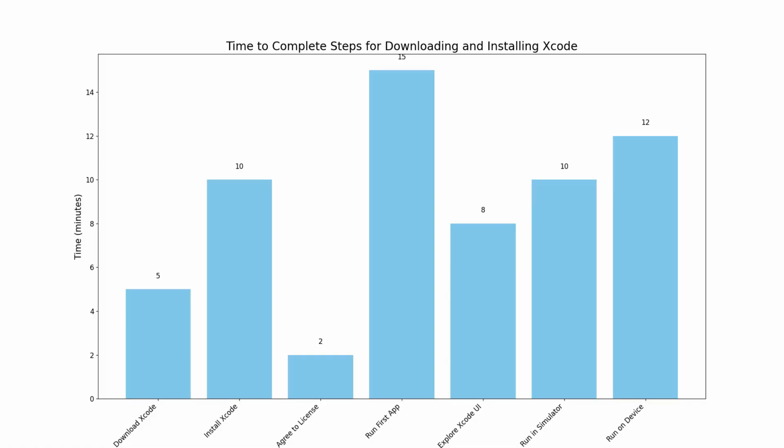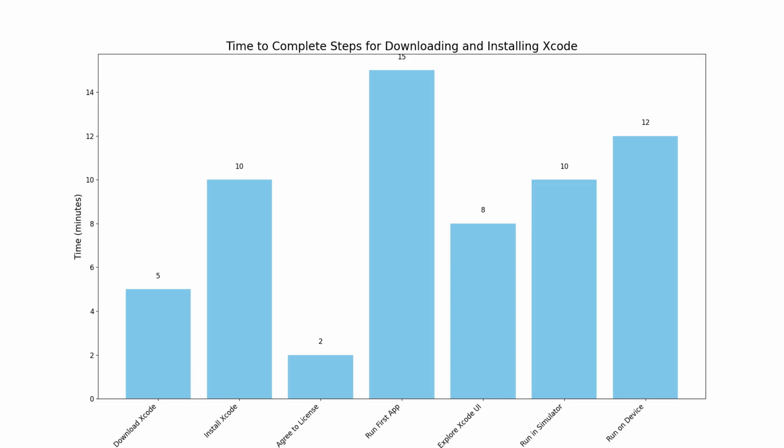The figure titled Time to Complete Steps for Downloading and Installing Xcode presents a bar chart that illustrates the sequence of 7 key steps along with the minutes typically required for each. So, along the x-axis, we have the ordered steps: download Xcode, install Xcode, agree to license, run first app, explore Xcode UI, run in simulator, and finally, run on device. The y-axis shows time in minutes, with each bar clearly annotated by its integer value.